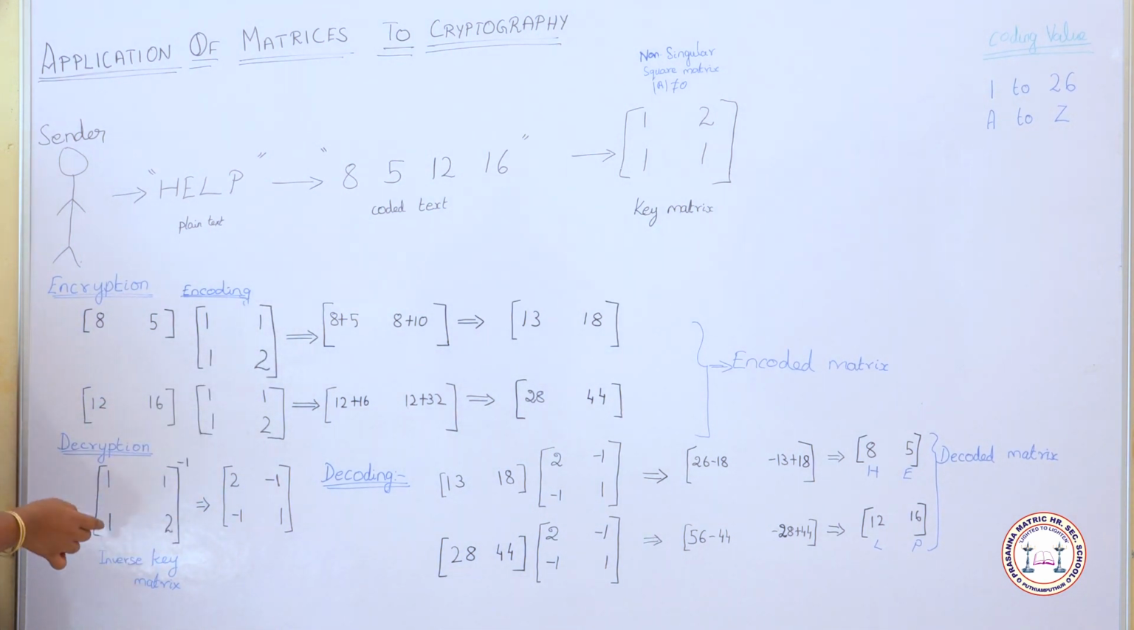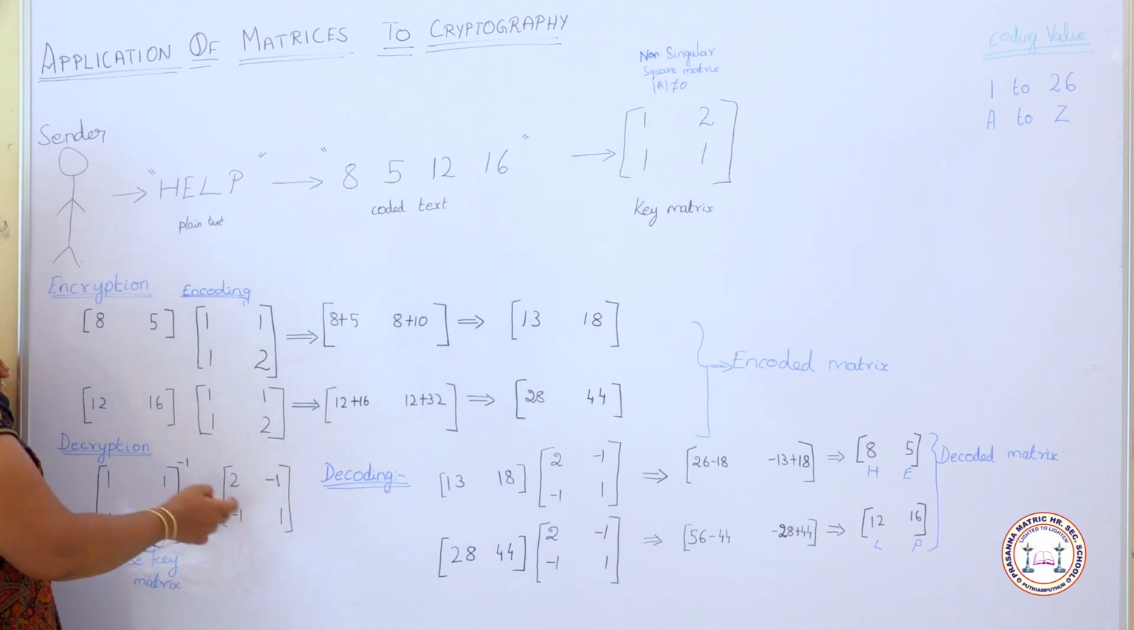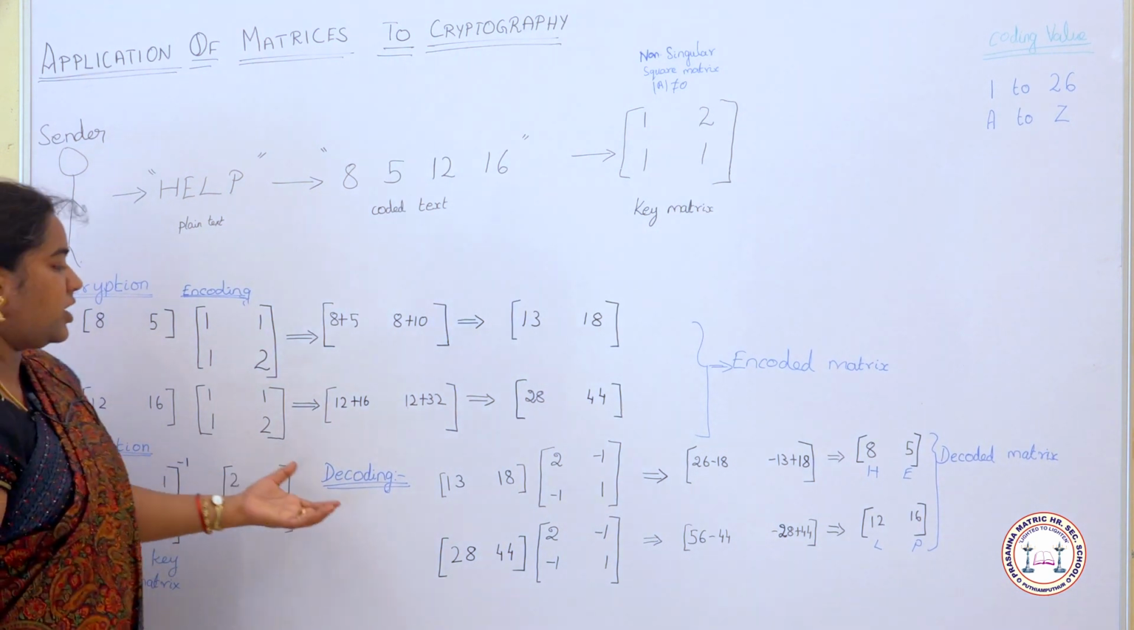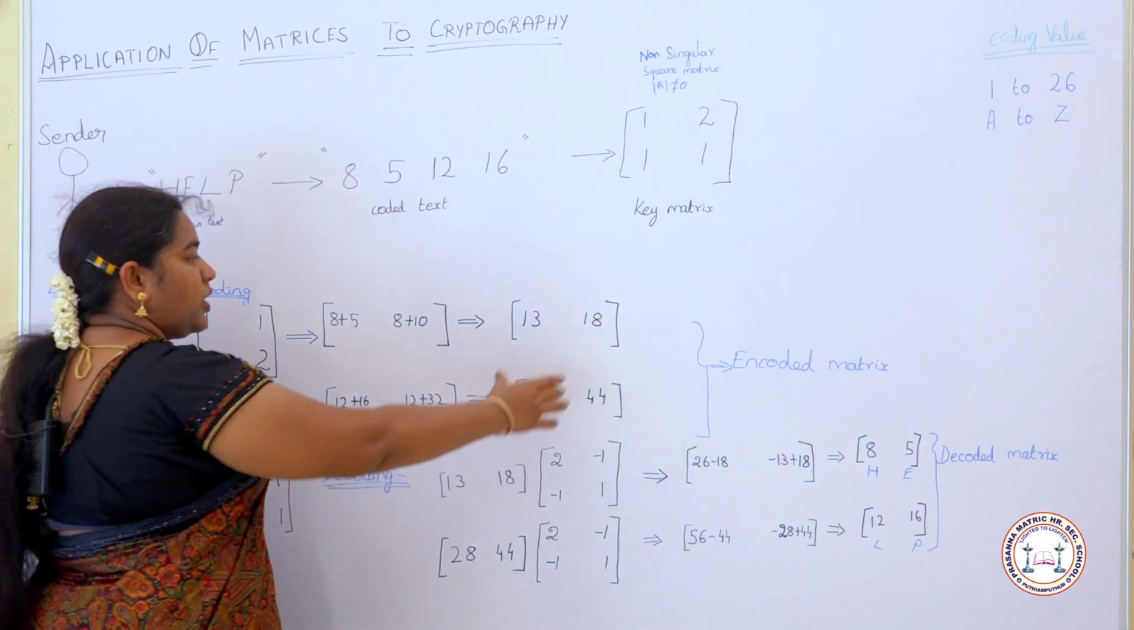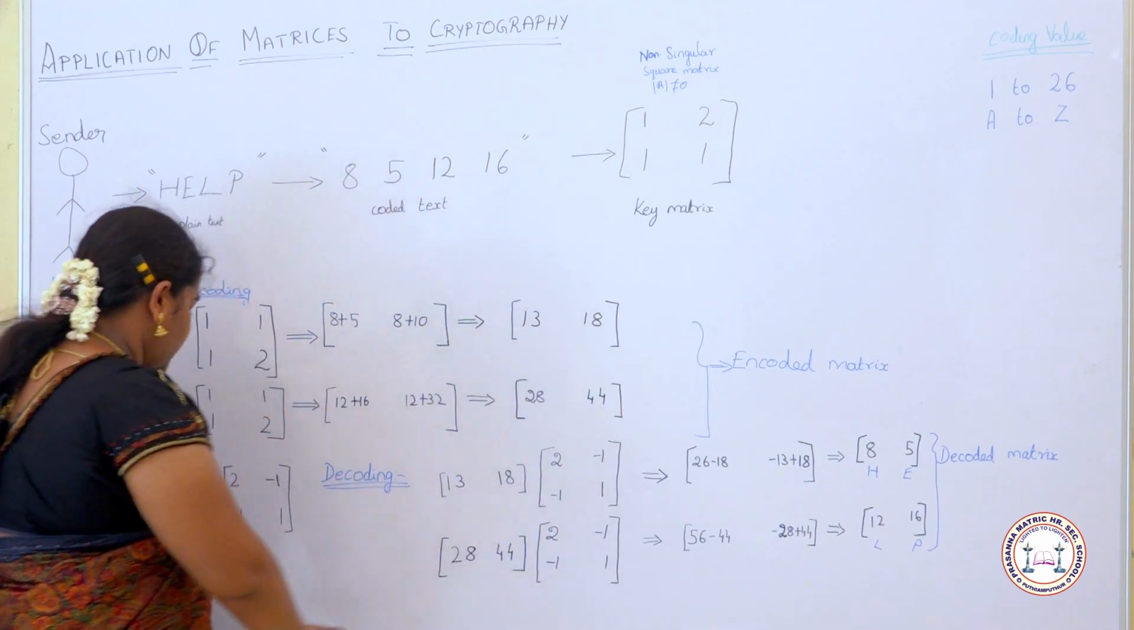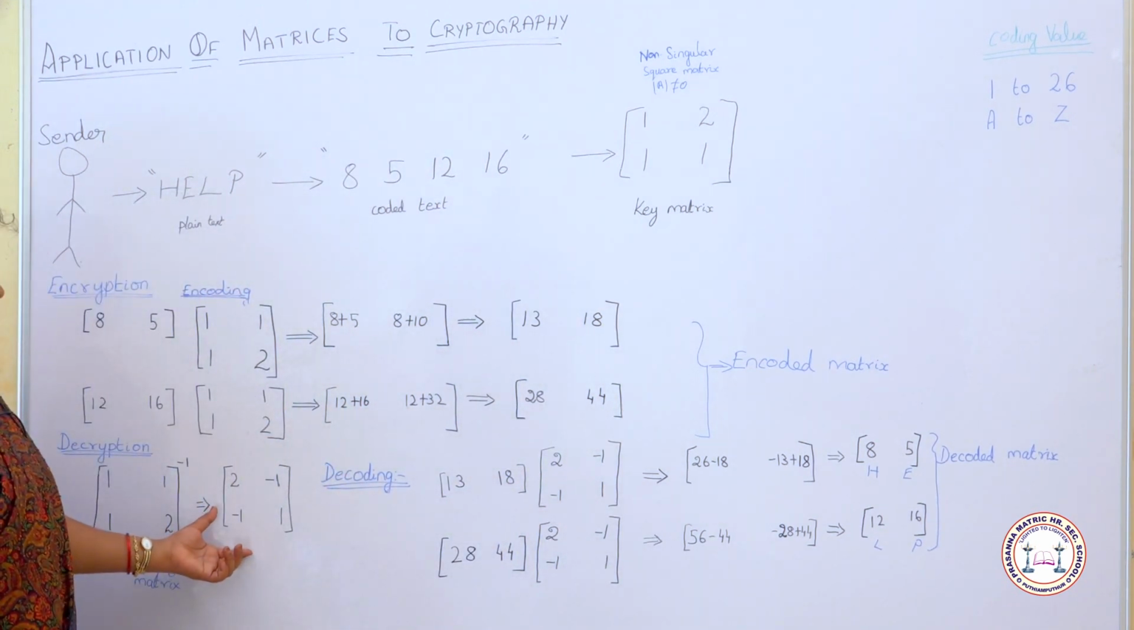Just interchange the elements of the leading diagonal. The 2 will come to the first element here and 1 will come to the second row, second element. And for the other diagonal, just change the sign. 1 will become minus 1 and this one will become minus 1. So in the decoding process, the encoded matrix is then multiplied with the inverse key matrix.